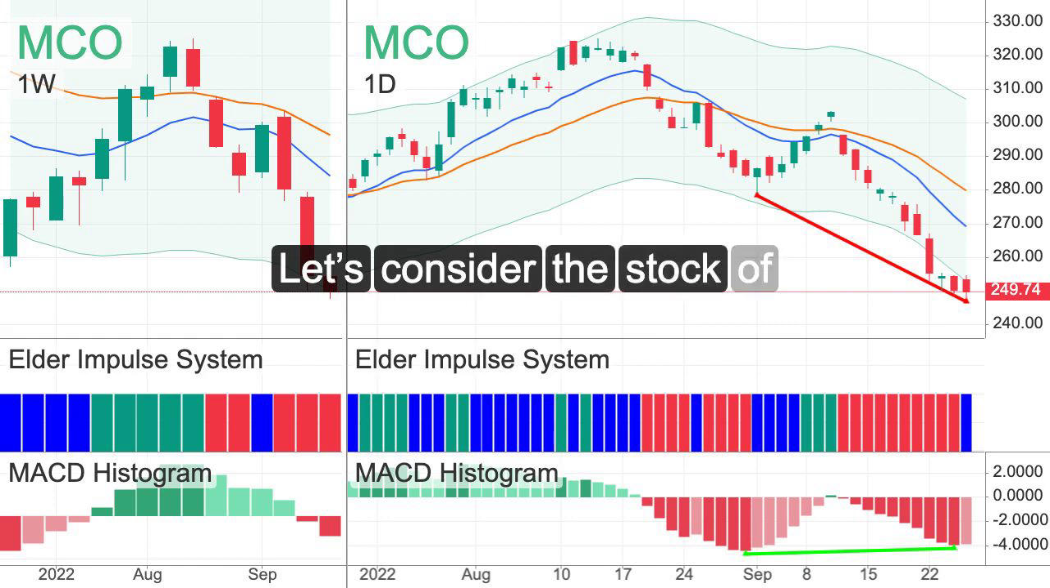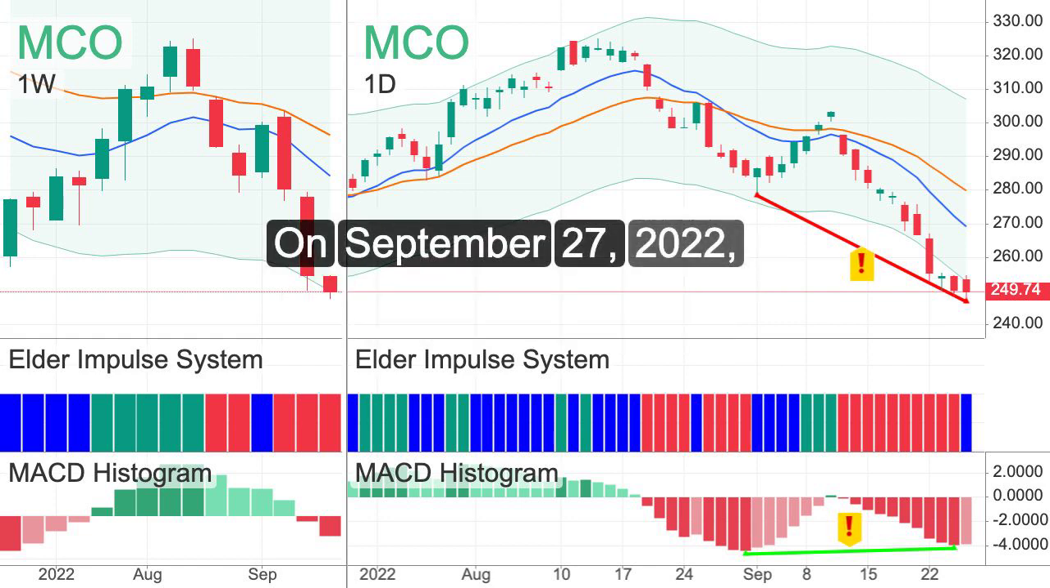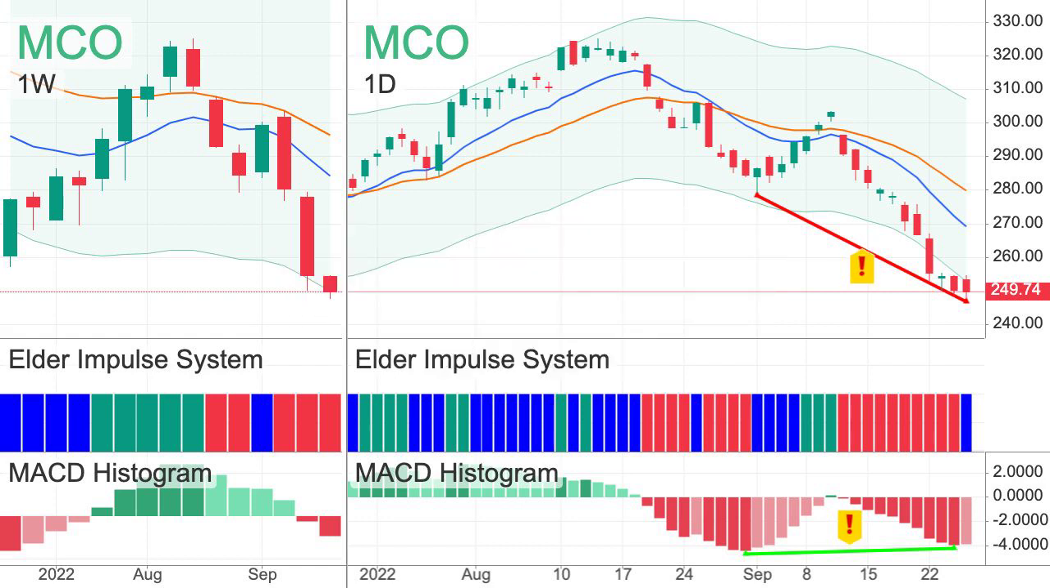Let's consider the stock of Moody's Corporation. On September 27, 2022, a bull divergence formed in a downtrend. This is a strong buy signal. There is a first light bar on the histogram. Are you ready to submit a buy order?